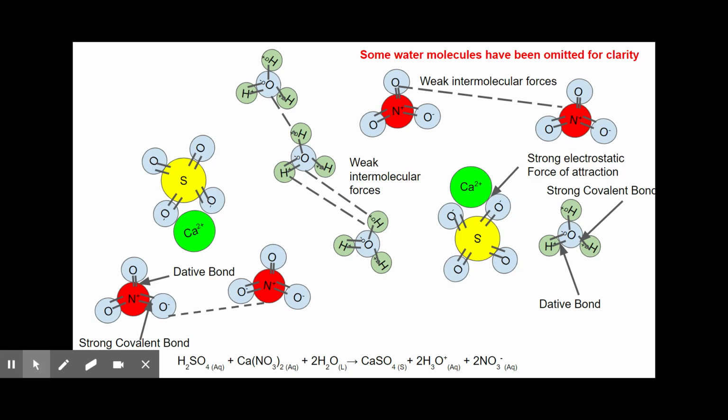On the other hand, the nitrate ions would have strong covalent bonds between the oxygen atoms and nitrogen atom, where one oxygen atom has a dative bond with the nitrogen atom. However, just like hydronium, nitrate has a simple covalent structure, and there are only weak intermolecular forces of attraction between the discrete nitrate ions.